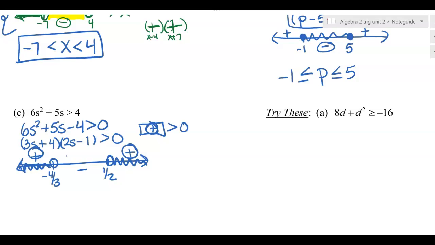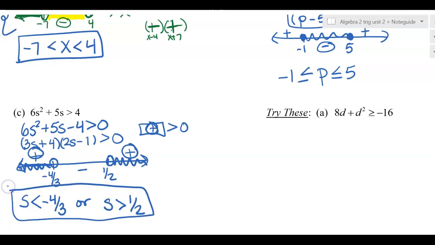Okay? And then because these inequalities are not a single thing that's trapped between 2, you do have to write 2. So this is what Morgan was asking earlier. So we would say that S is less than negative 4/3, or S is greater than 1/2. So when I'm writing this solution, I'm just naming the part of the number line that I identified to give me the answers.